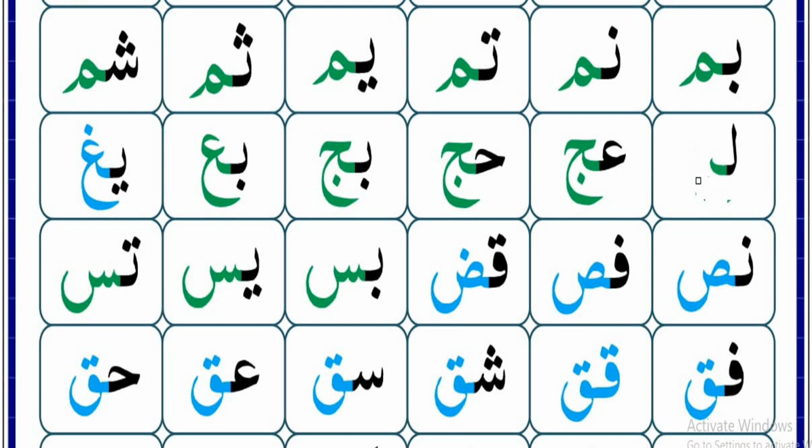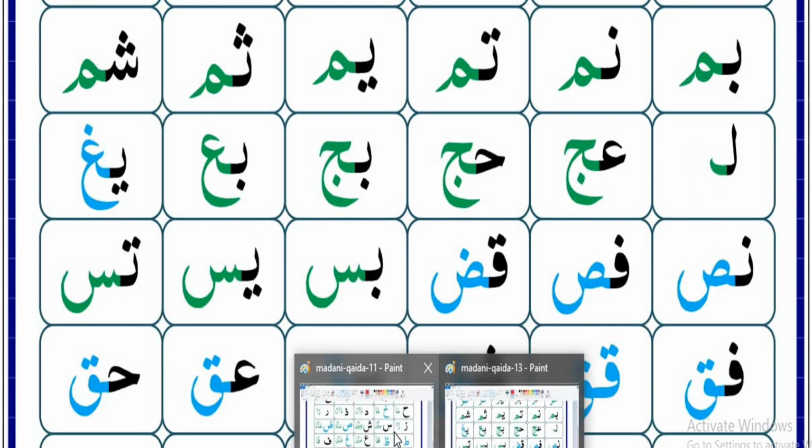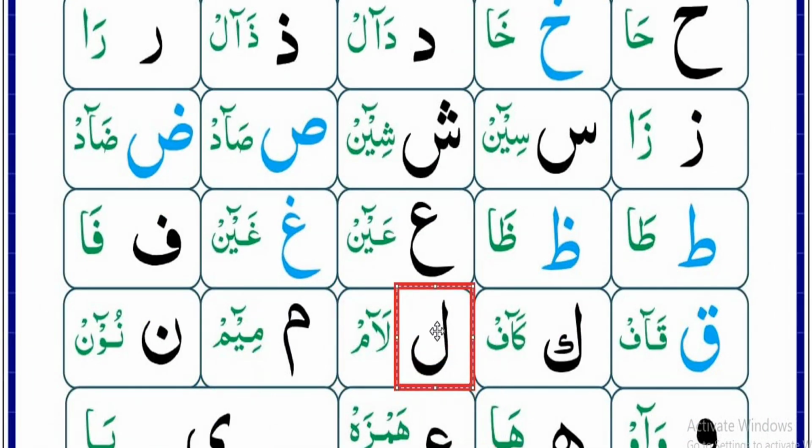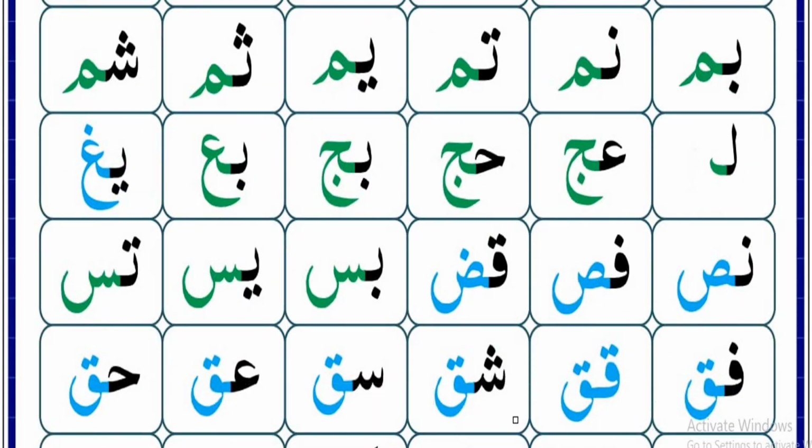Okay, as you can see now, it looks like Lam, and it is Lam because the full shape of Lam is here. As you can see, this is Lam and it's the same shape here. Slightly different, but it is because it is connected to the next letter. So, but there is hardly any difference. So the letters are Lam and Jim. Lam, Jim.